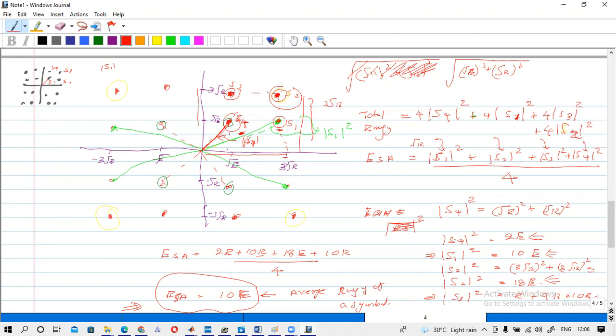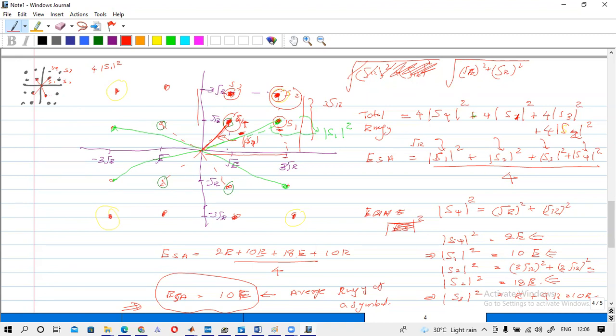Now you can see that the magnitude of this symbol and the magnitude of this symbol, and this symbol, and these symbols are the same. So there are 4 symbols which have the same energy. So you have 4 S1 square. So that is the energy of these 4 symbols.